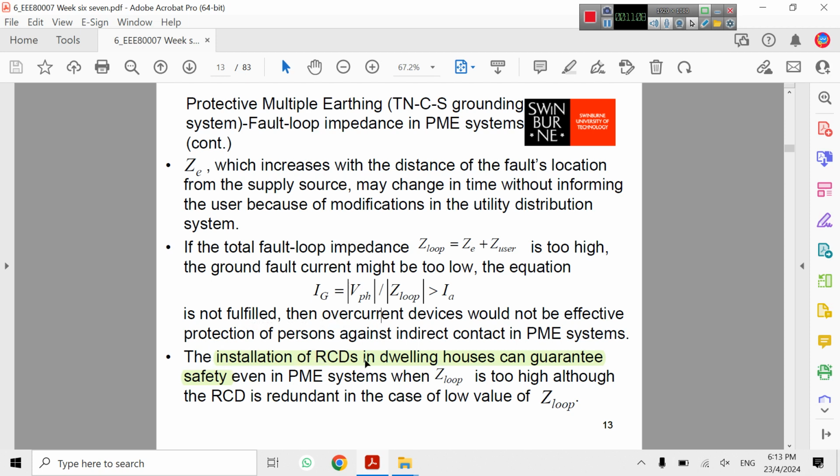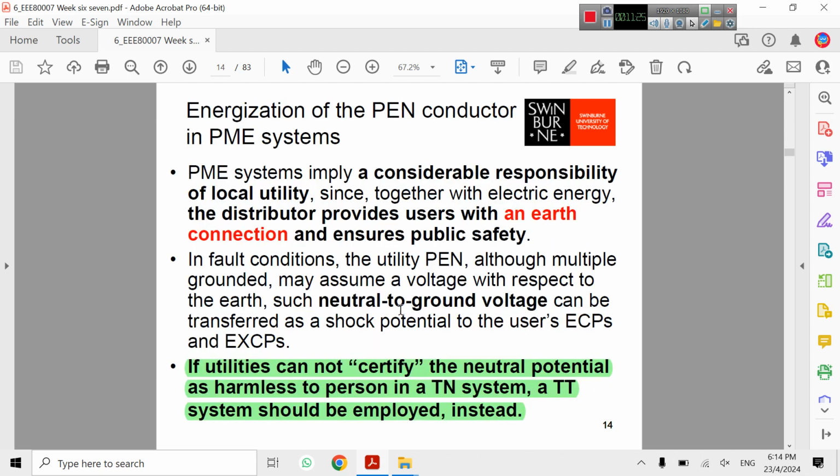The installation of an RCD in the dwelling house can guarantee safety even in a PME system when Z loop is too high, although the RCD is redundant in the case of a low value of Z loop. So PME systems imply a considerable responsibility of the local utility, since together with the electric energy the distributor provides the user with an earth connection and ensures public safety.